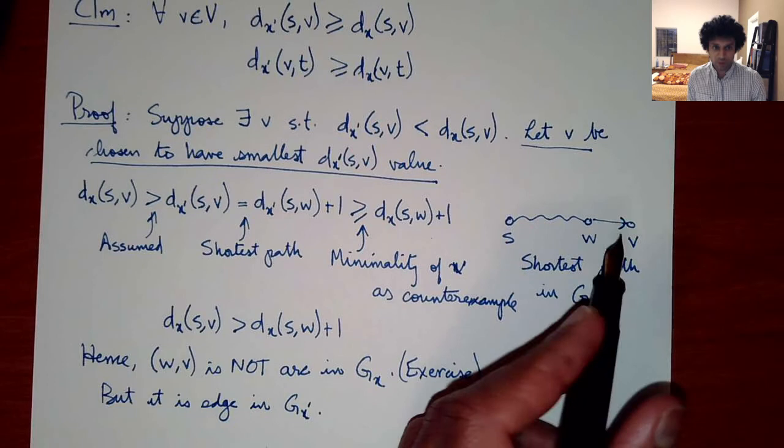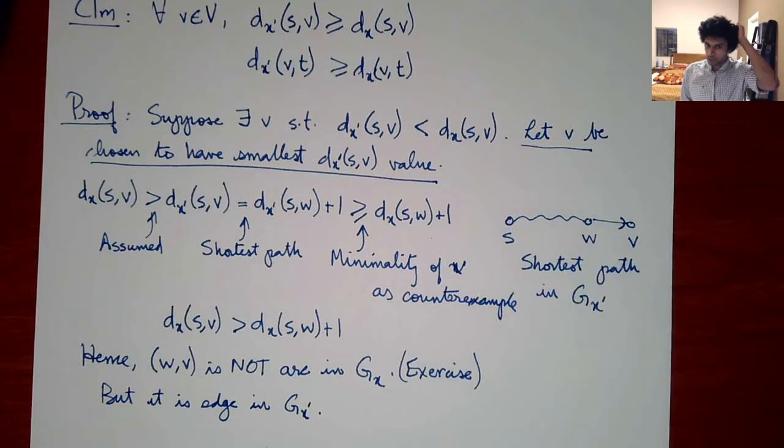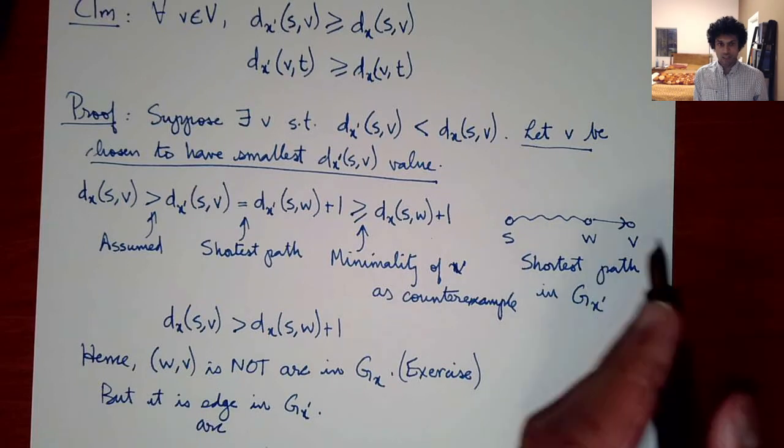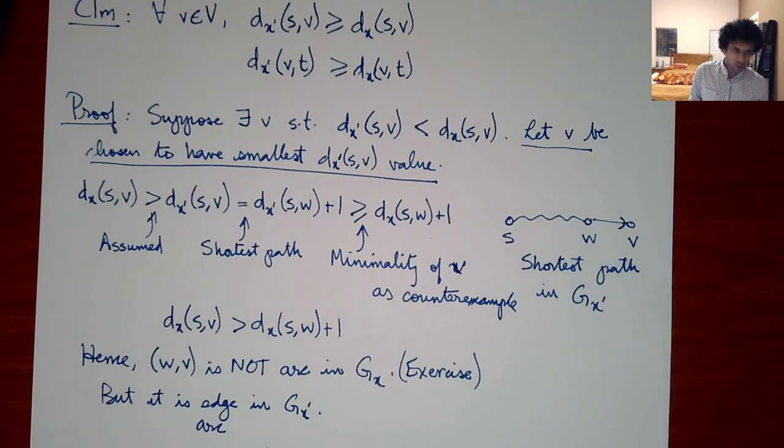So how could you get such an edge in G x prime? I should say arc. How can you get this arc in G x prime when you didn't have it in G of x? How did this arc appear? How does an arc appear?